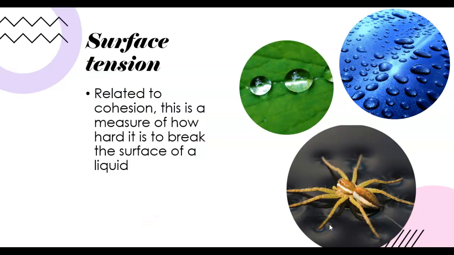Okay? Surface tension is also related to cohesion. This is a measure of how hard it is to break the surface of a liquid. And if you think about, for instance, drops of water on your car, like you see over here, drops of water as they form on plants and things like that. Those are examples of surface tension in water droplets. That's important for a lot of reasons, but one thing that's really beneficial to us in terms of living things is the fact that you can have some living things that actually can walk on water as a result of that.